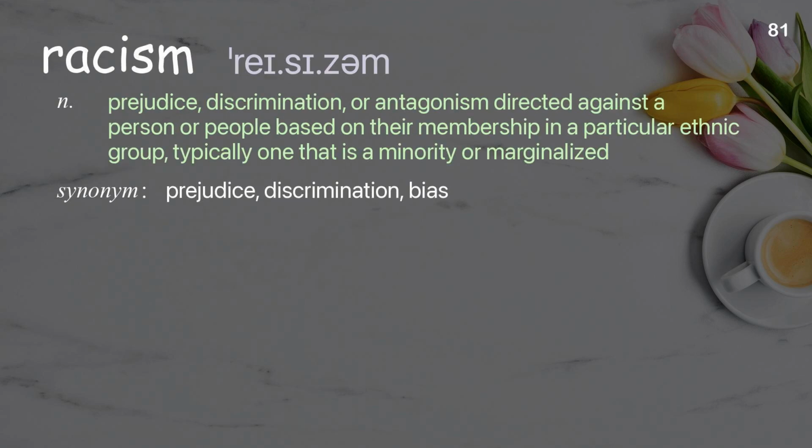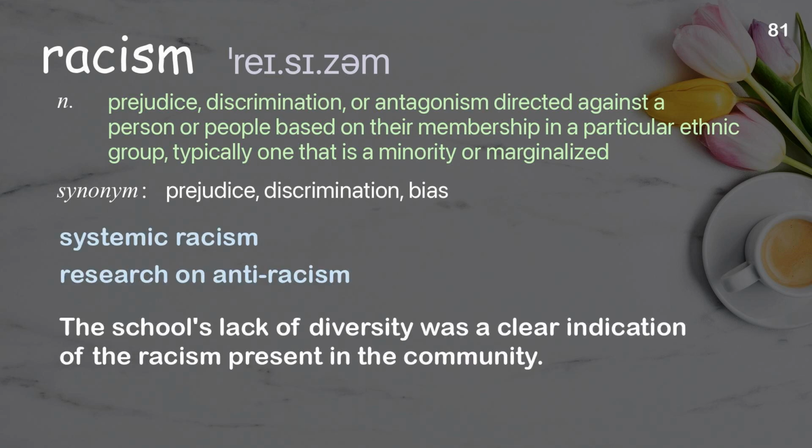Racism. Prejudice, discrimination, or antagonism directed against a person or people based on their membership in a particular ethnic group, typically one that is a minority or marginalized. Examples. Systemic racism. Research on anti-racism. The school's lack of diversity was a clear indication of the racism present in the community.